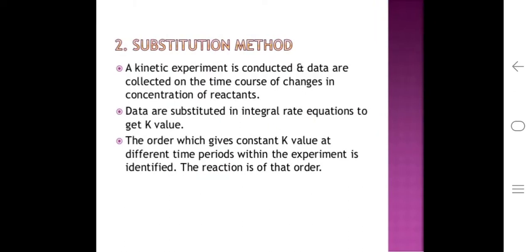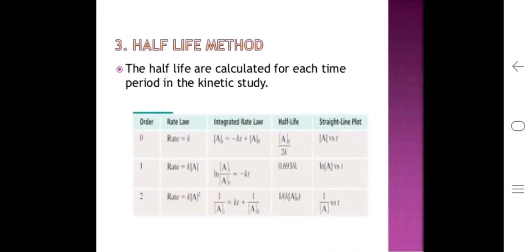Substitution method. A kinetic experiment is conducted and data are collected on the time course of change in concentration of reactant. Data are substituted in the integral rate equation to get the K value. The order which gives a constant K value at different time periods within the experiment is identified. The reaction is of that order.